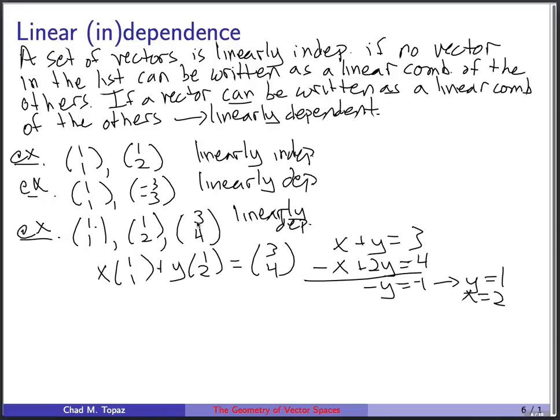So another way we think of linear dependence is redundancy. Like you add another vector into the list, does it let you get somewhere that you couldn't get before? Here the answer is no, so they're linearly dependent.